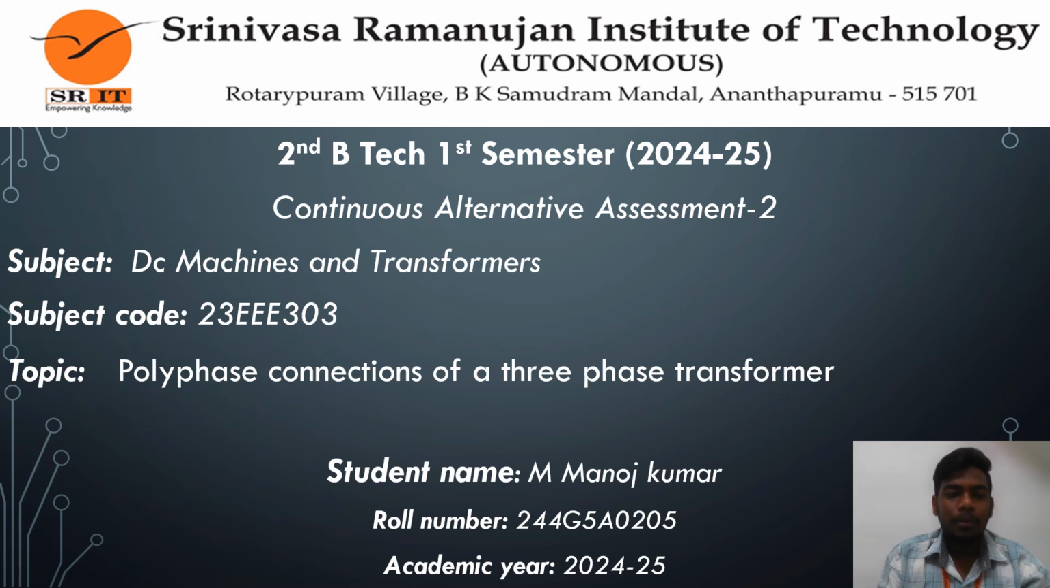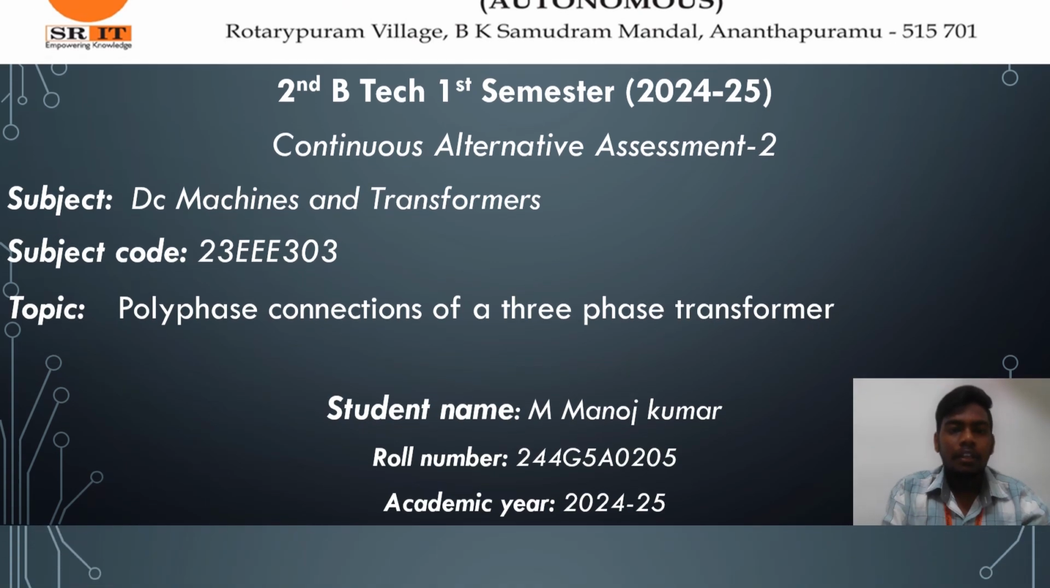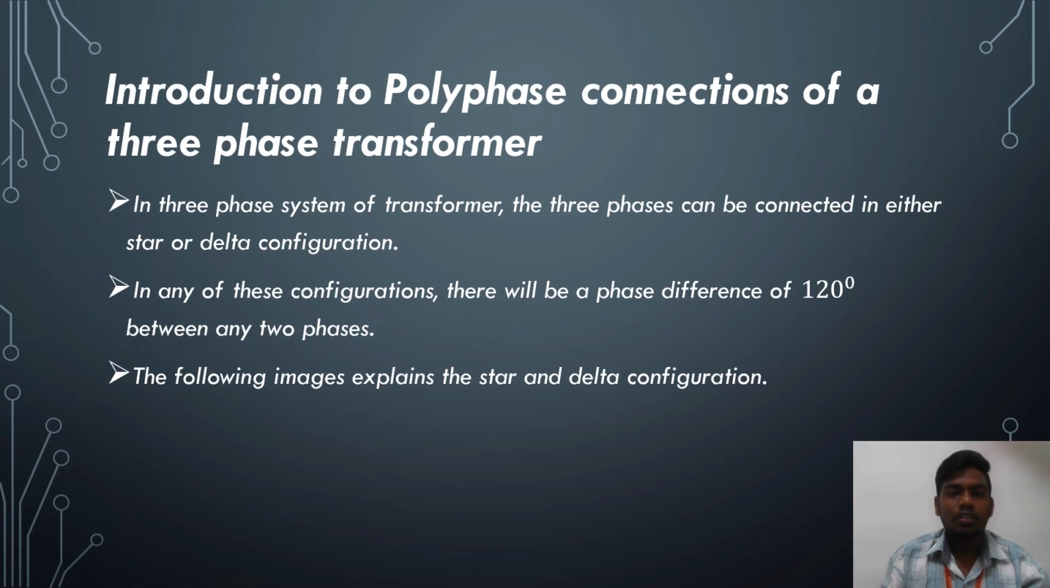Today I am going to explain a topic, polyphase connections of a three-phase transformer, for CAA2. First, introduction to polyphase connections of a three-phase transformer. In a three-phase system of transformer, the three phases can be connected in either star or delta configuration. In any of these configurations, there will be a phase difference of 120 degrees between any two phases. The following images explain the star and delta configuration.